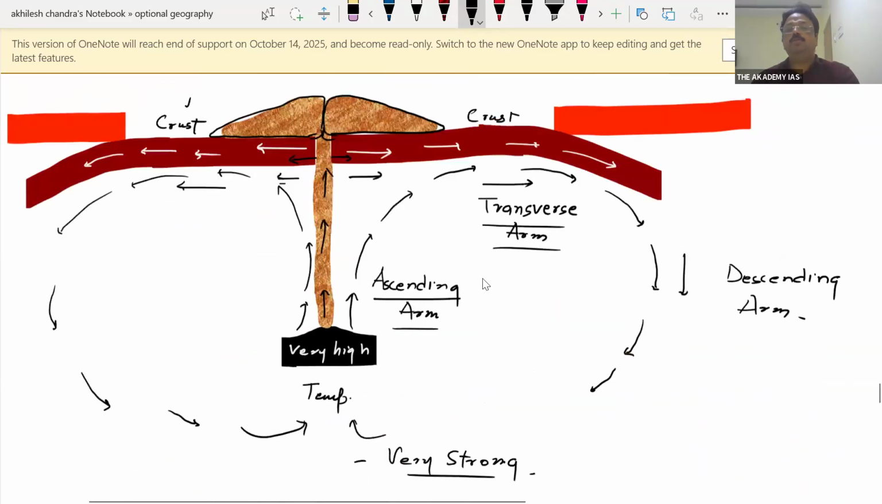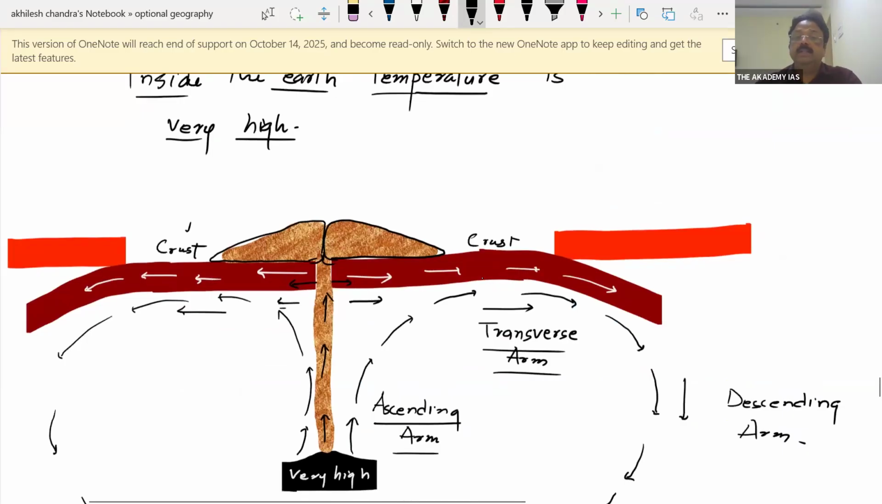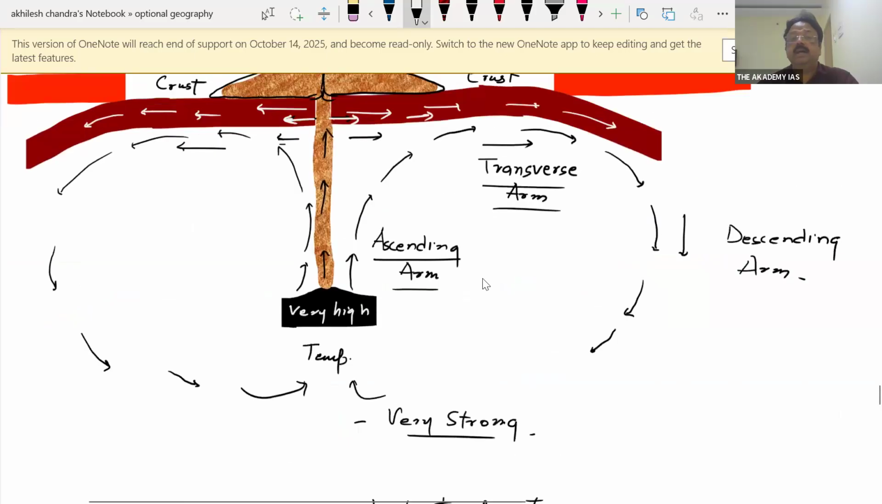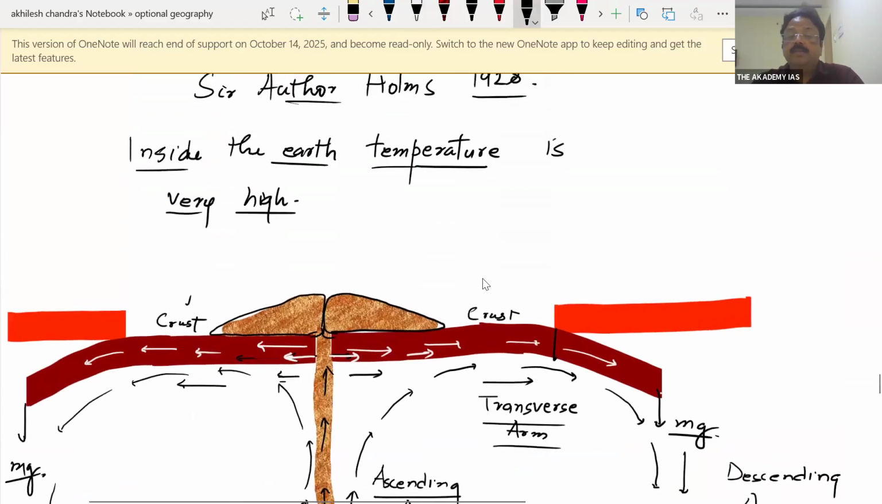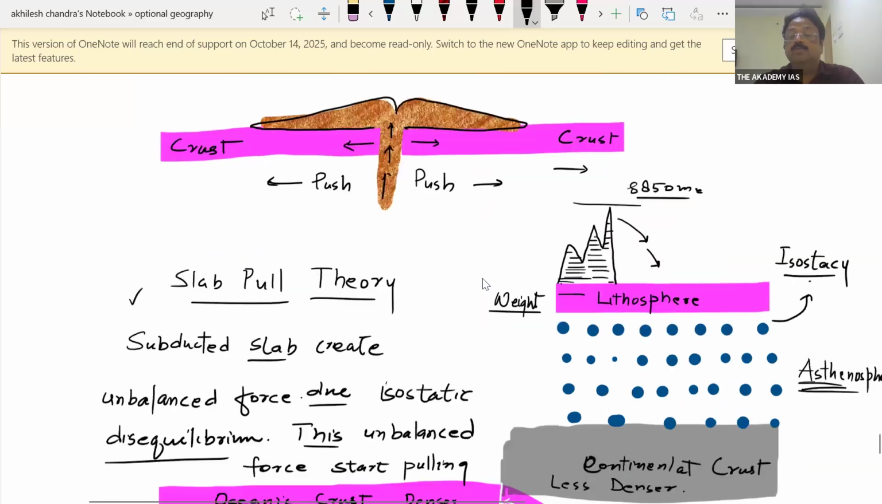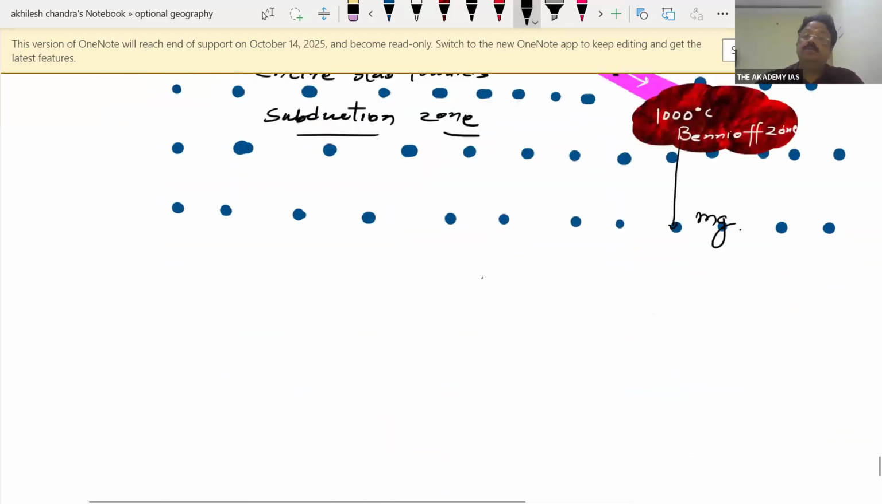So slab pull is also pulling the crust in the same direction. Try to see, this is slab pull. Ridge push, slab pull, and convectional current, these three are taking the slab apart. So this is the unbalanced force. This much slab is subducted, so here it is mg, which is taking it towards the center of the Earth. And that's why the entire slab is going to have a tension, and this is dragging the slab towards the subduction zone. So all these three forces and three theories were able to explain the extent of endogenic force.